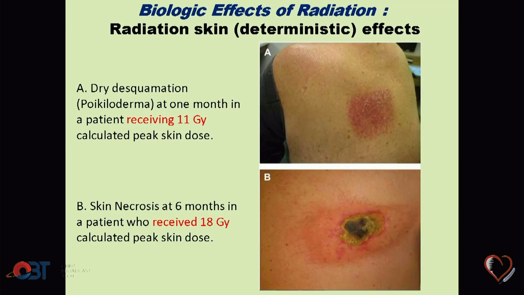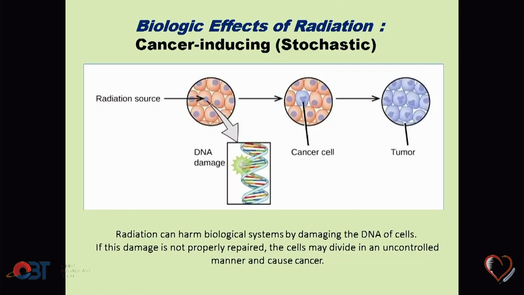So this is an example of deterministic effect. This happened to a patient who received about 11 grays. That was the calculated peak skin dose, and that happened after a month. Somebody who received 18 grays, this is a patient, it happened at 6 months, the skin necrosis. So these are all deterministic skin effects. In outside countries, if a patient has more than 4 grays of radiation exposure, it's a sentinel event. The nurse would call the patient every week to ask how they are doing.